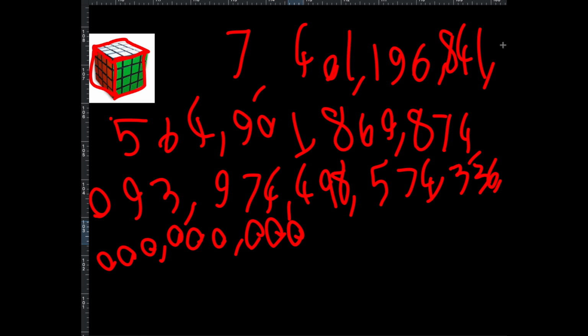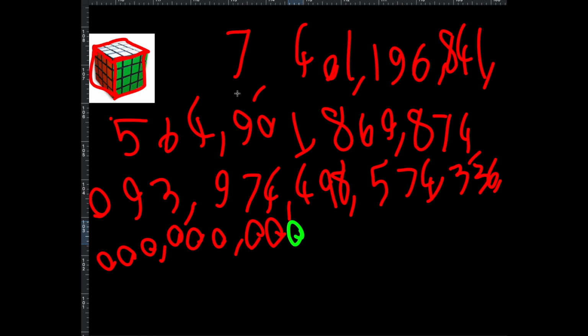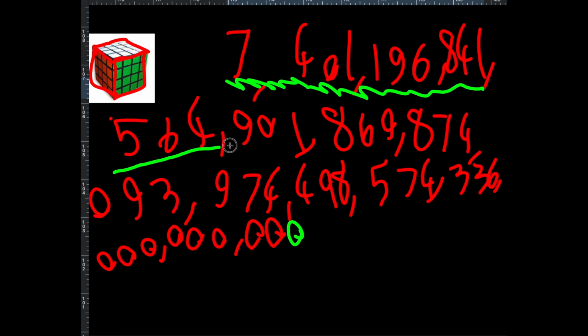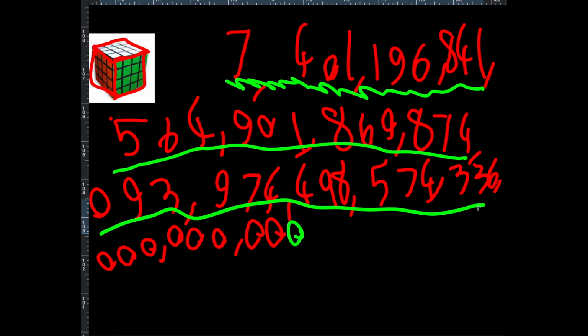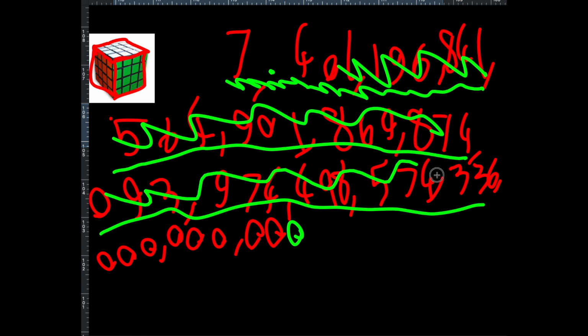7,401,000. Now this is a big number. Trust me. This whole thing is a big number. If you really wanted to know, this number is 7.4 quaterdecillion, which is a big number.